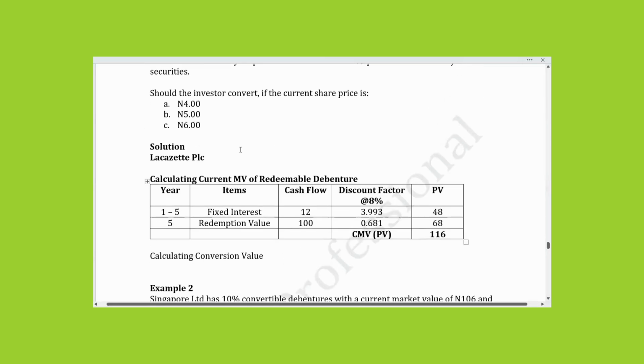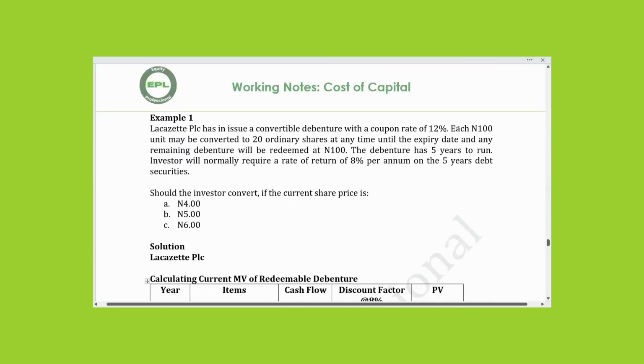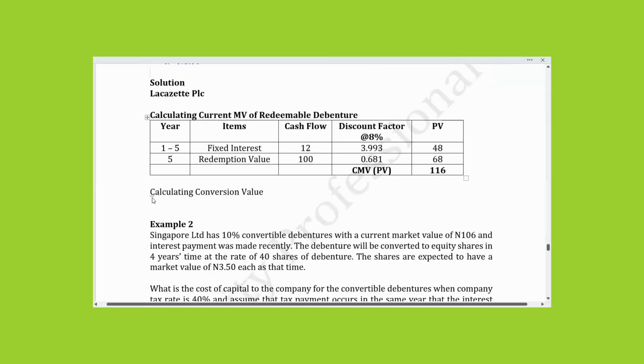So in this question, examiner told us that each 100 naira unit may be converted to 20 ordinary shares at any time until the expiry date, and any remaining debenture will be redeemed at 100 naira. So you want to convert to 20 ordinary shares. What is the market price? Examiner has told you at 4 naira, at 5 naira, and at 6 naira. So let's calculate the conversion value.